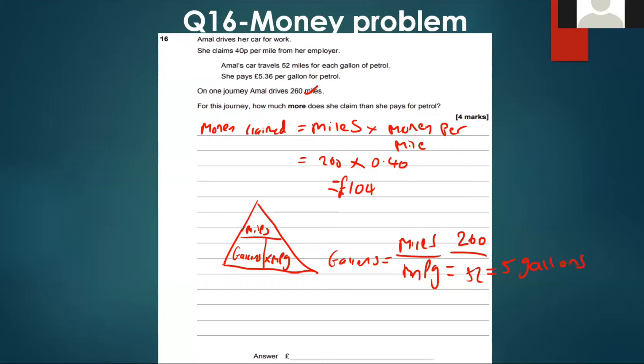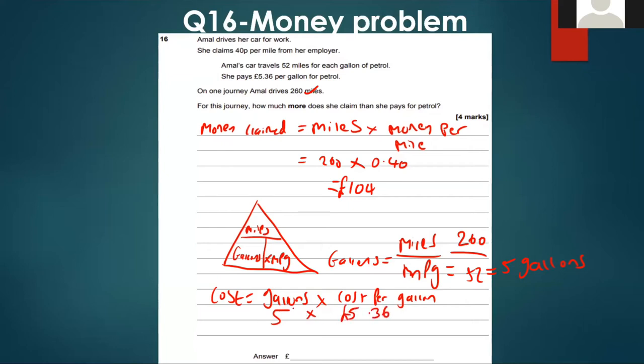Okay, so I know that there's 5 gallons. Now the cost, so how much does she claim? So the cost is going to be equal to the gallons that she needs times by the cost per gallon. So she's doing 5 gallons and she's times-ing it by £5.36 for each gallon.